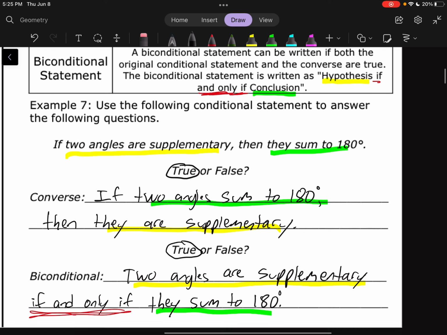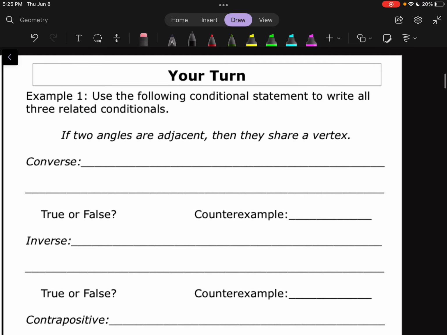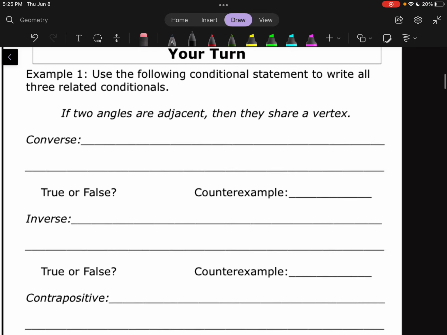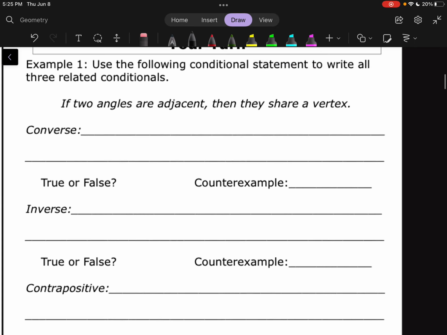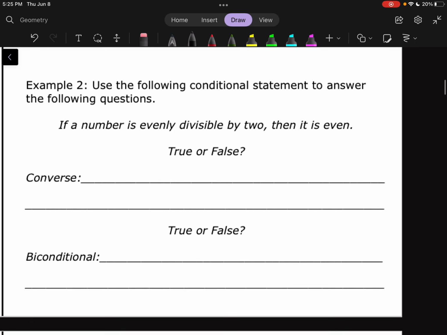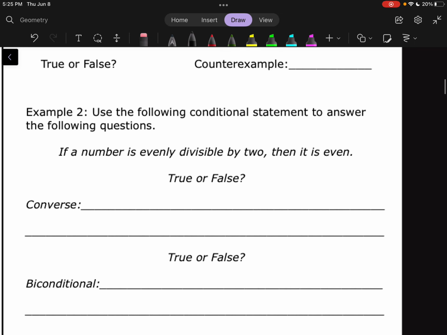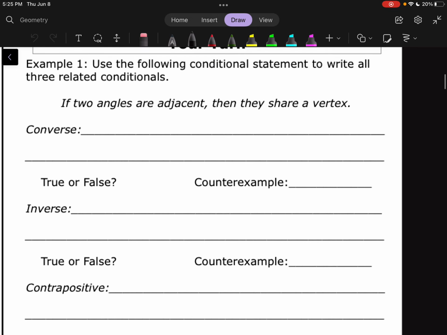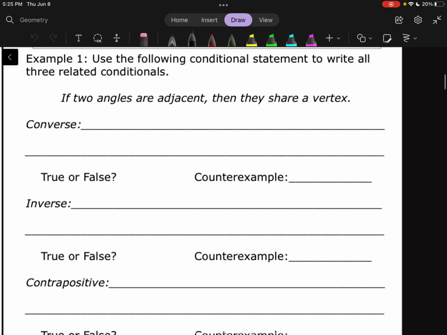Okay, so your turn to check out those practice problems on your little half sheet there. What you've got here is you're going to be writing the converse, inverse, and contrapositive for one example. Then you are going to try to check to see if you can write a biconditional statement for the second one. So pause the video here, try those out, and then come back and see how you did.